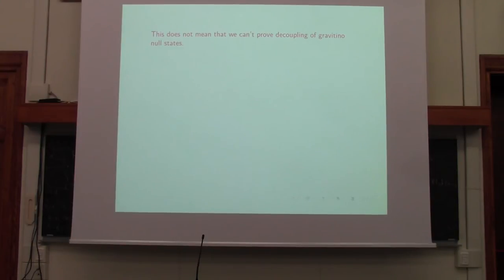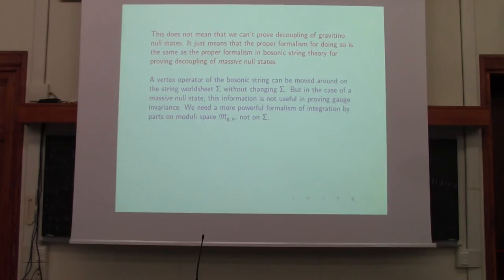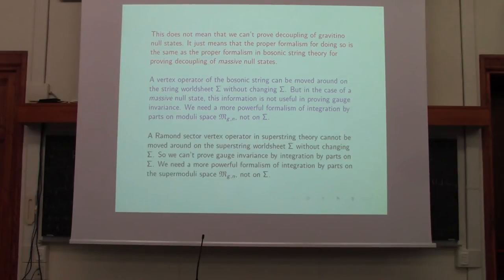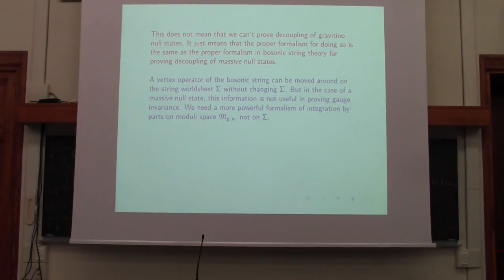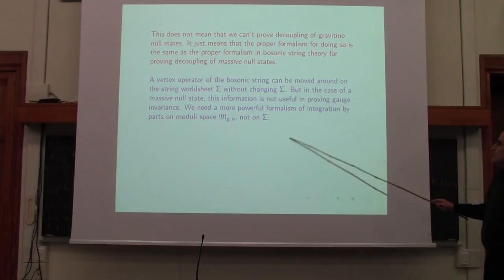That doesn't mean we can't prove decoupling of gravitino null states, but it does mean that the proper formalism to do so is the same as the proper formalism in bosonic string theory for decoupling of massive null states. So I'm going to make two statements in parallel. We'll have two paragraphs in parallel. The blue one is about the bosonic string. This is a summary of what I said before.